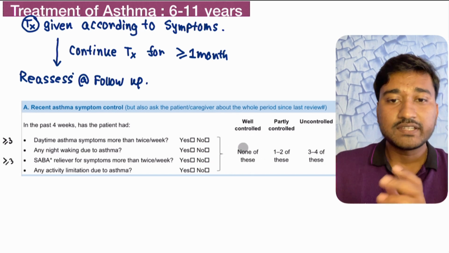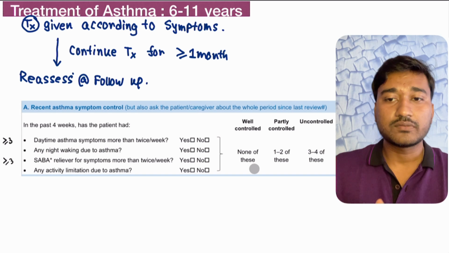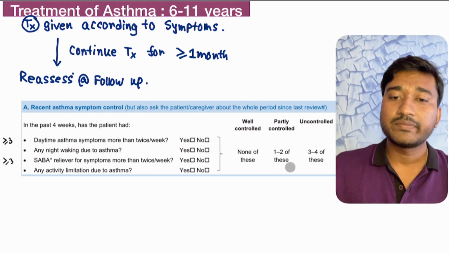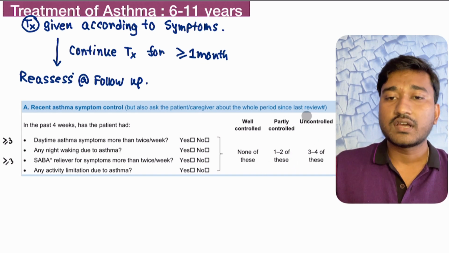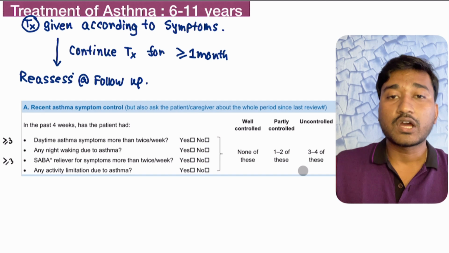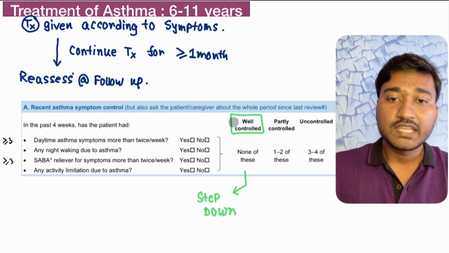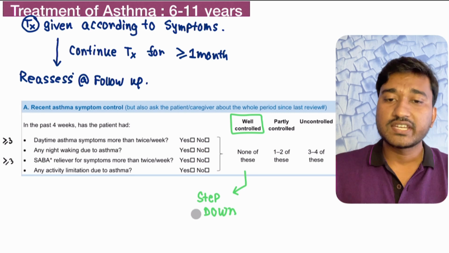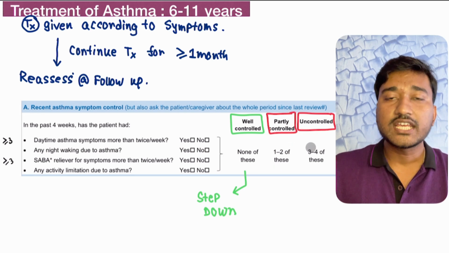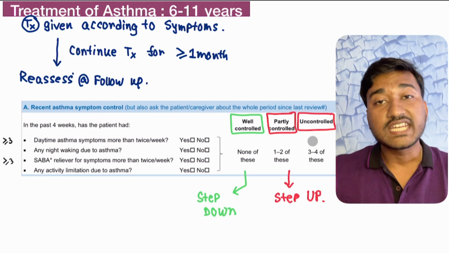Well controlled asthma means none of these are present, partially controlled means 1 to 2, and uncontrolled asthma means 3 to 4 out of these are present. So therefore, look here, if it is well controlled asthma you need to step down the treatment, and in case of partially controlled and uncontrolled asthma you need to step up the treatment.